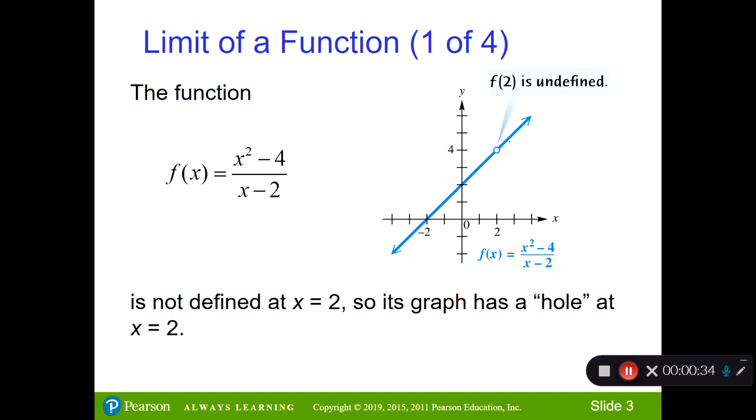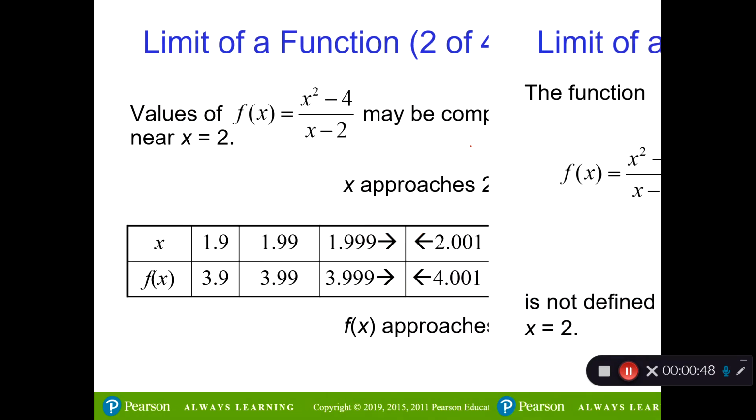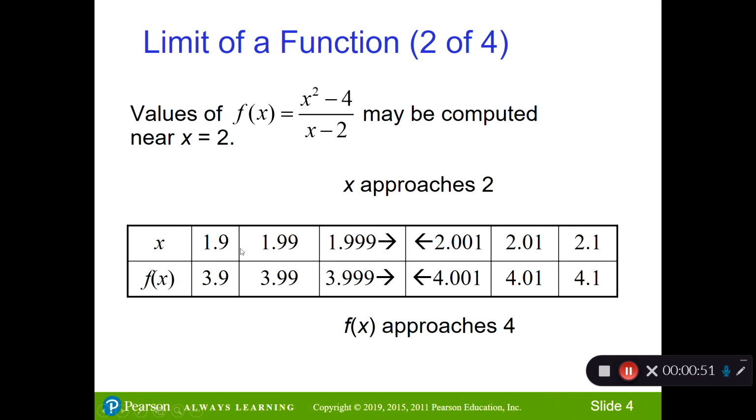But notice on each side of x equals 2, right over here, if we look at the y values, we're getting closer to 4 in both directions. We're getting closer to the y value of 4. We can see that by plugging in numbers that are getting closer and closer to the x value of 2, like 1.9, 1.99, 1.999, and then in the other direction, 2.1, 2.01, 2.001.